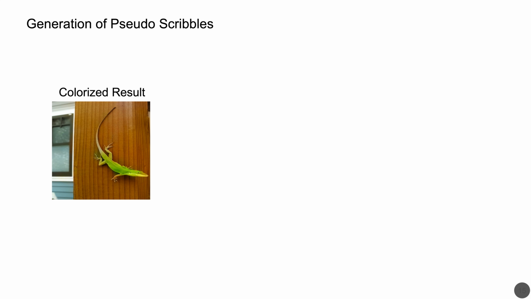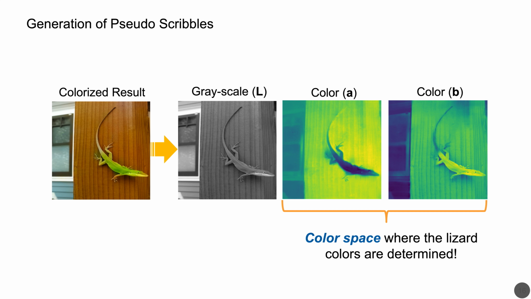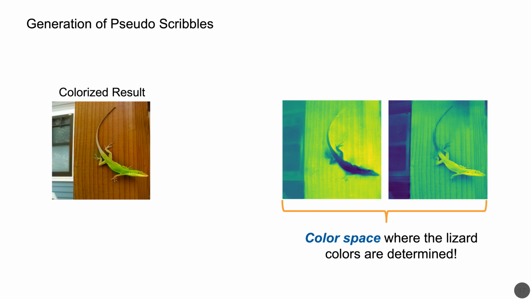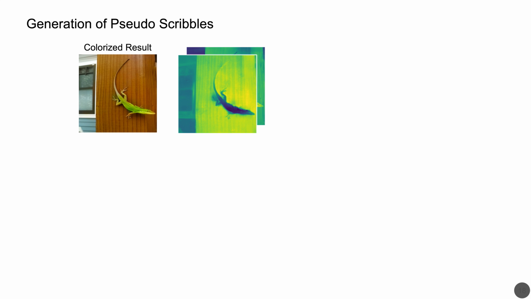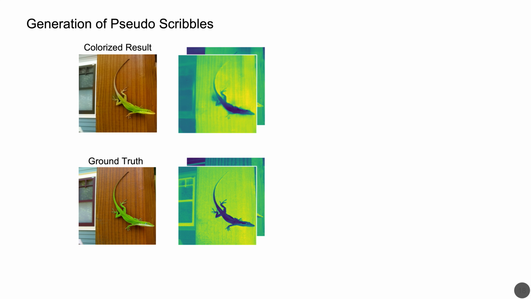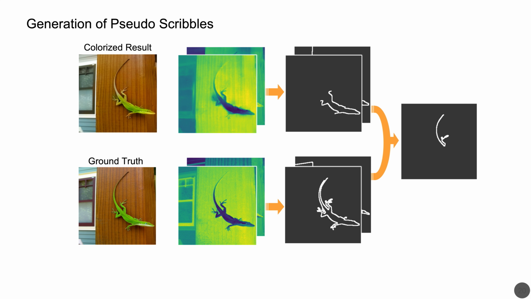The colored image can be decomposed into three channels, L, A, and B. Among them, A and B channels represent the color space of the image, and we will utilize such color channels in our pseudo-scribble generation. First, we obtain A, B channels of our initial colorized result, as well as the ground truth image. Afterward, we leverage a widely used edge extractor called Canny Edge Extractor to obtain the edges from each color channel in both images. By comparing them, we can obtain the edges which appear in the ground truth but not in the colorized results.